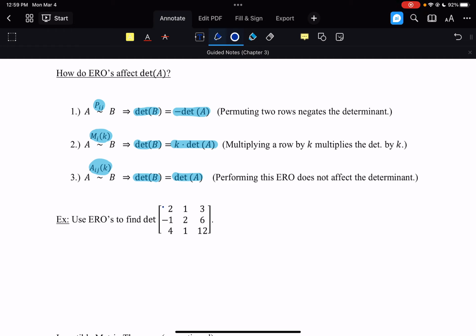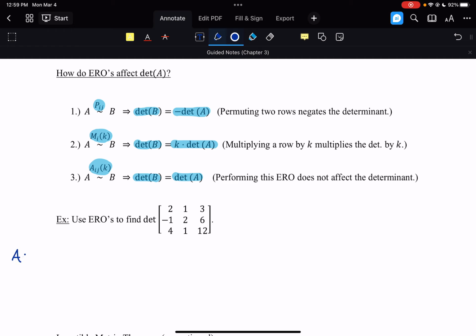Okay, so let me say that one more time. We're going to turn the matrix into an easier matrix, like an upper triangular. In doing so, we can compute the determinant of the easy matrix at the end, and then backtrack the changes we made to find the determinant of the harder matrix from the beginning. All right, so let's take a look at this example here.